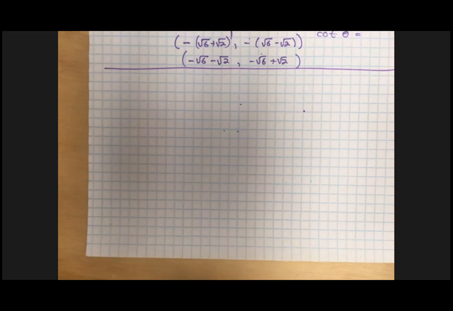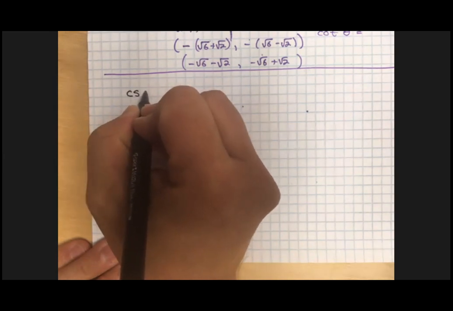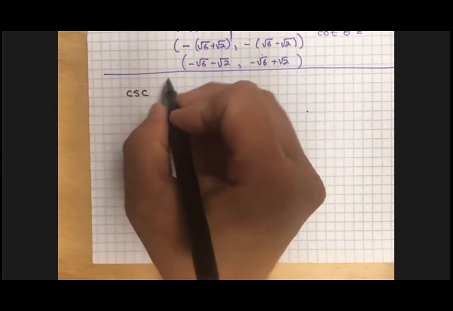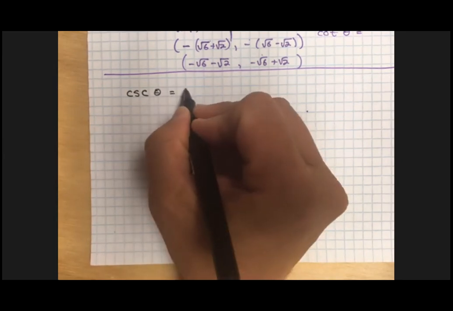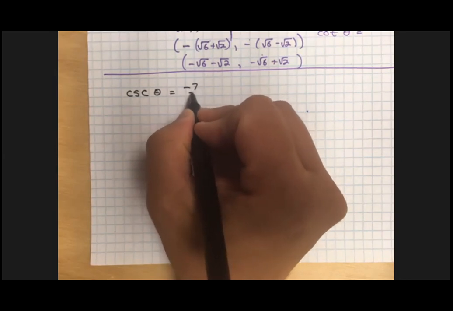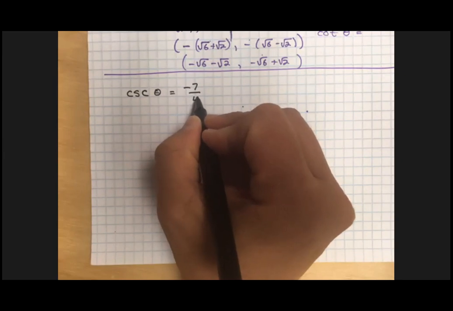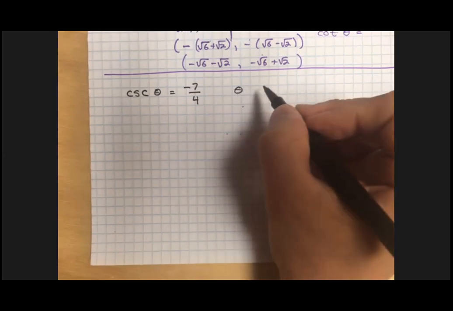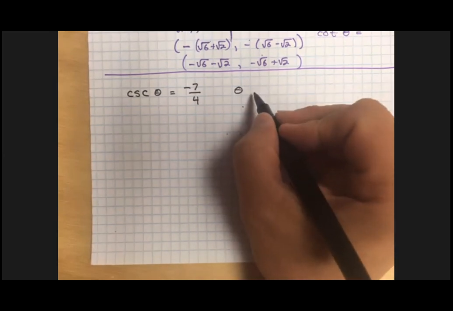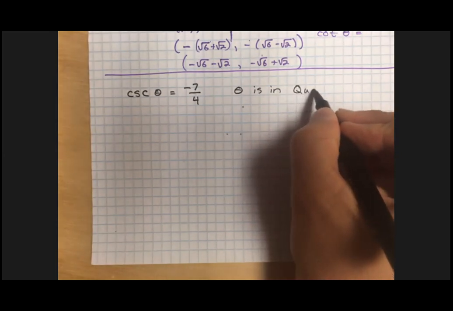So what if I told you, let's get non-trivial here. Let's say the cosecant of theta is minus 7 over 4. I'll just make up some numbers. And I'll tell you that theta is in quadrant 4.